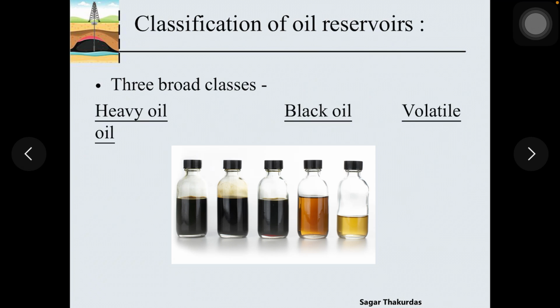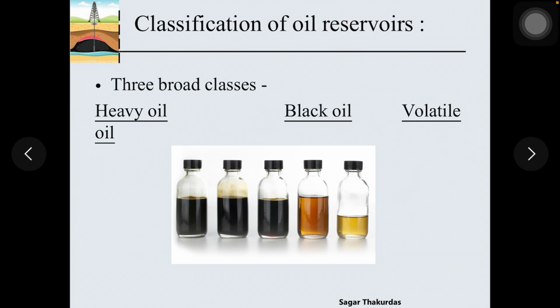So, volatile oil has molecular weight between, you can say, 40 to 70, and it is lighter, less viscous, and can be moved easily. Volatile oils may also contain some amount of gas dissolved within them, and as a result of that, these are energized and can be produced naturally. Whereas if you look at black oil, it is much heavier than volatile oil. The molecular weight ranges between 70 to around 130, and heavier than volatile oil.